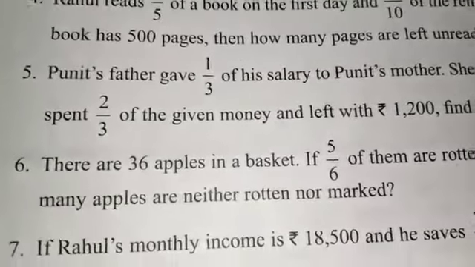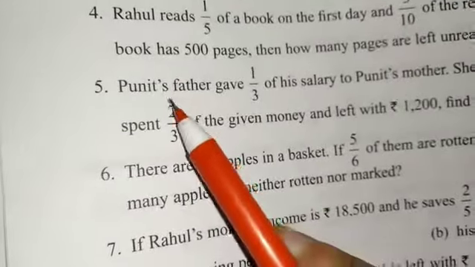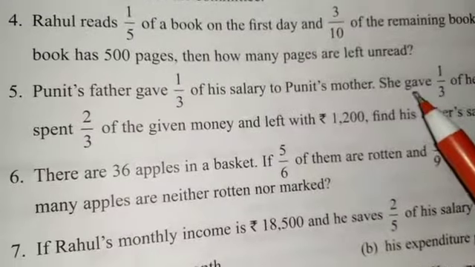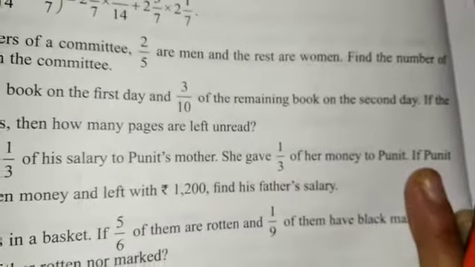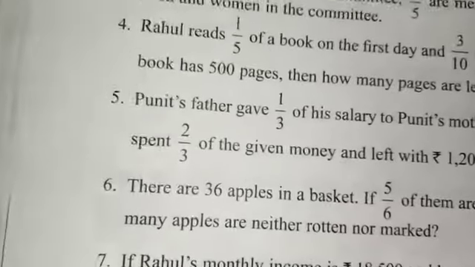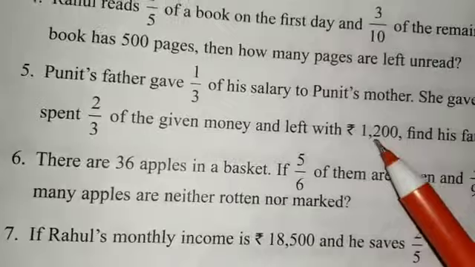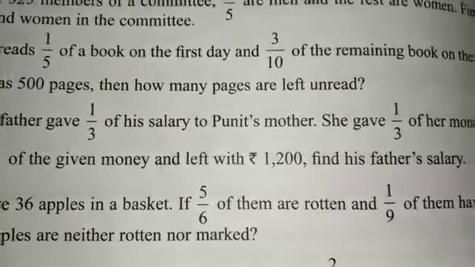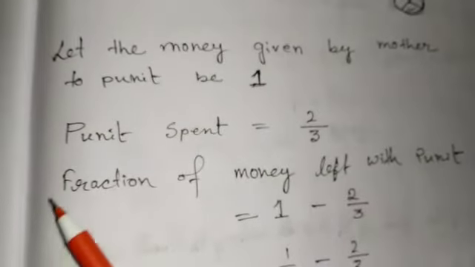Now question number 5. This sum you have to understand very well. Punit's father gave 1 by 3 of his salary to Punit's mother. She gave 1 by 3 of her money to Punit. If Punit spent 2 by 3 of the given money and was left with rupees 1200, find his father's salary. The procedure is a little bit long in this sum.